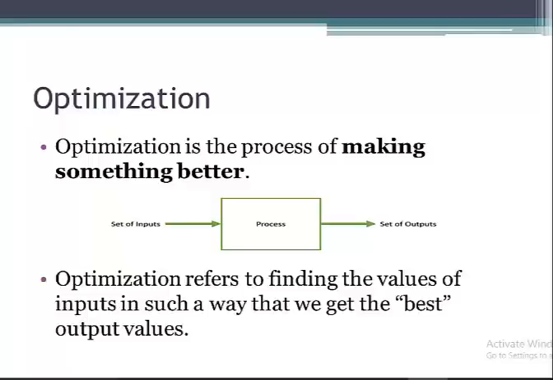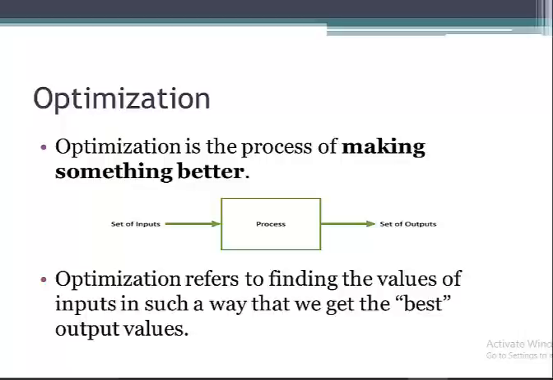Now, optimization is the process of making something better. Consider this diagram. For any given problem or for any algorithm that solves a problem, we normally have a set of inputs that are processed to get the output. In this case, optimization refers to finding the values of inputs in such a way that we get the best output value. There can be hundreds and thousands of inputs, but we find such inputs which give us the best output.